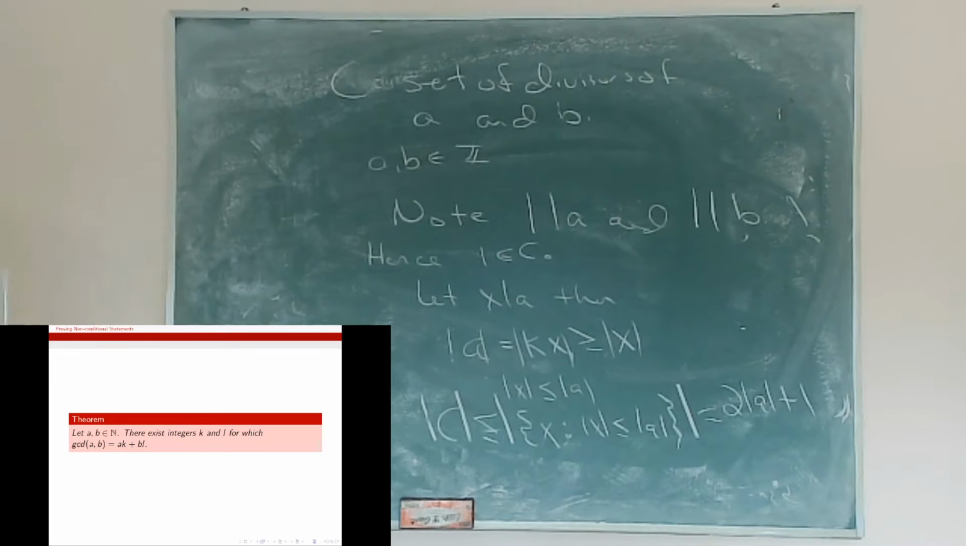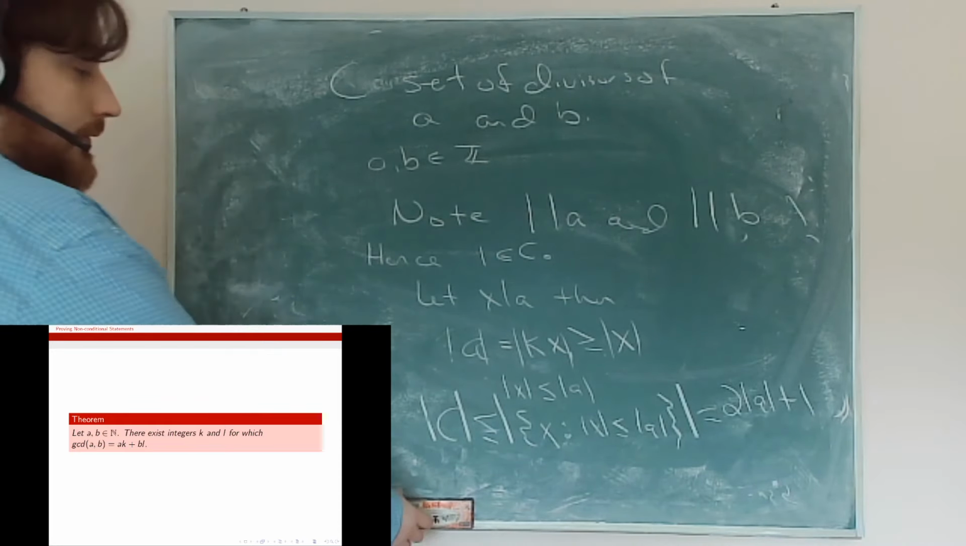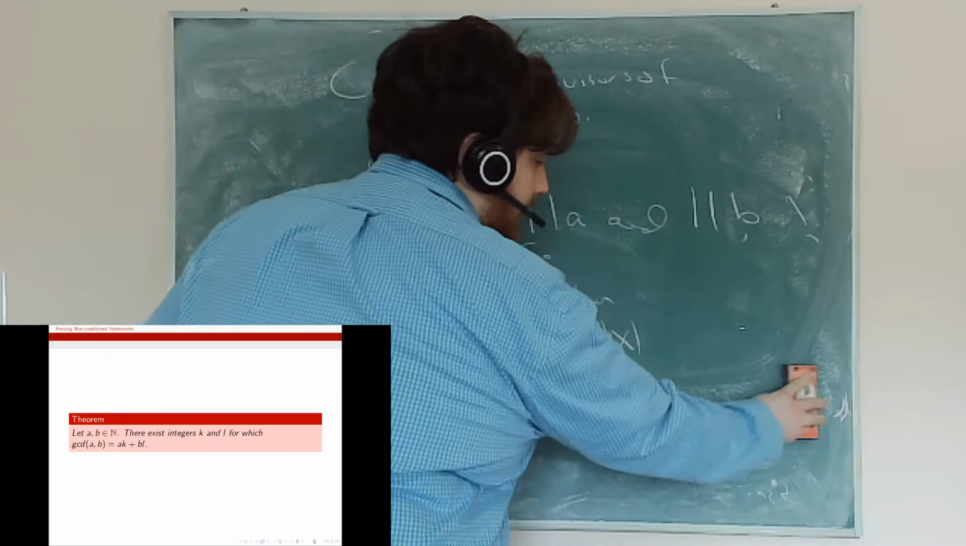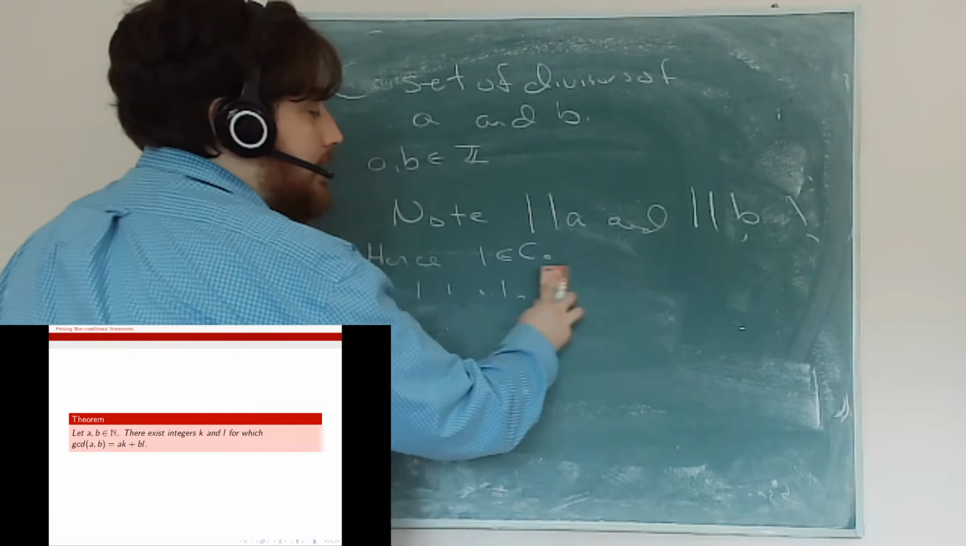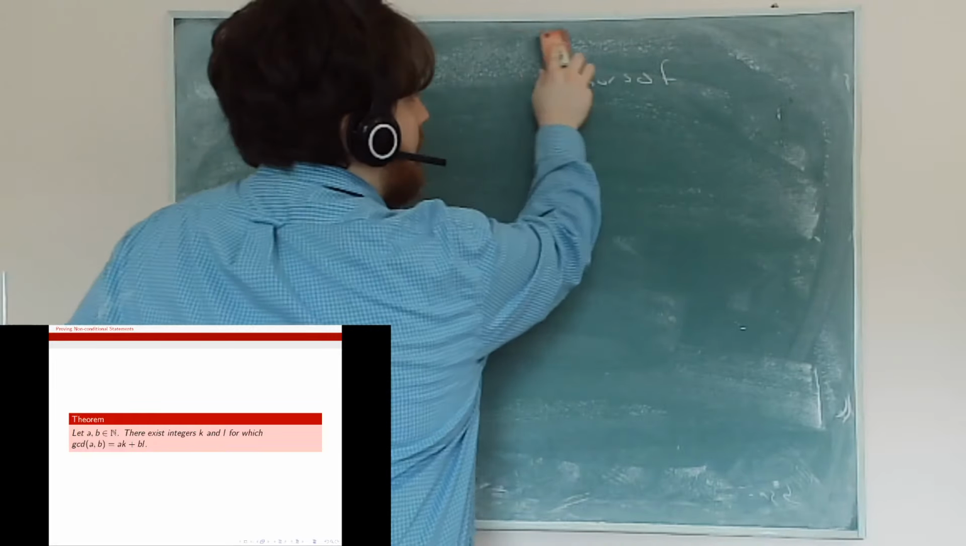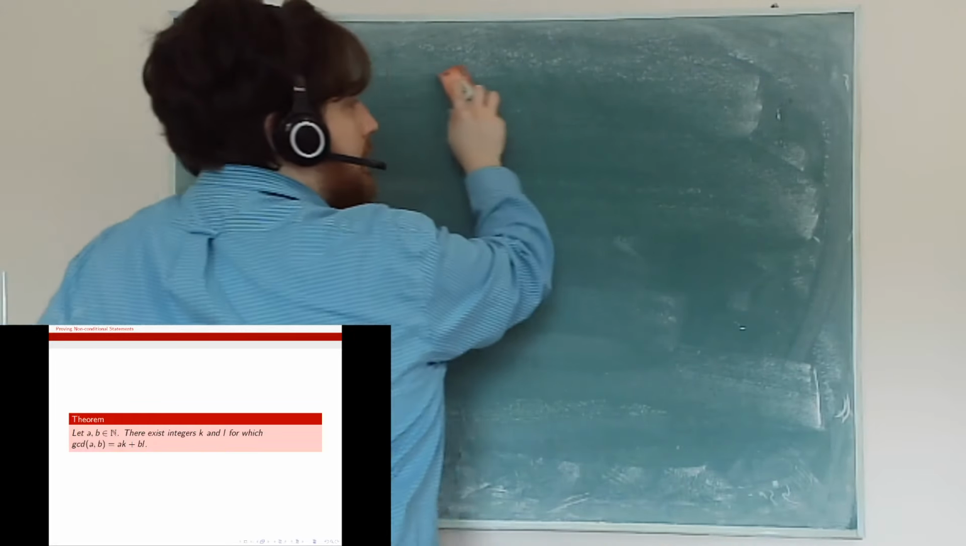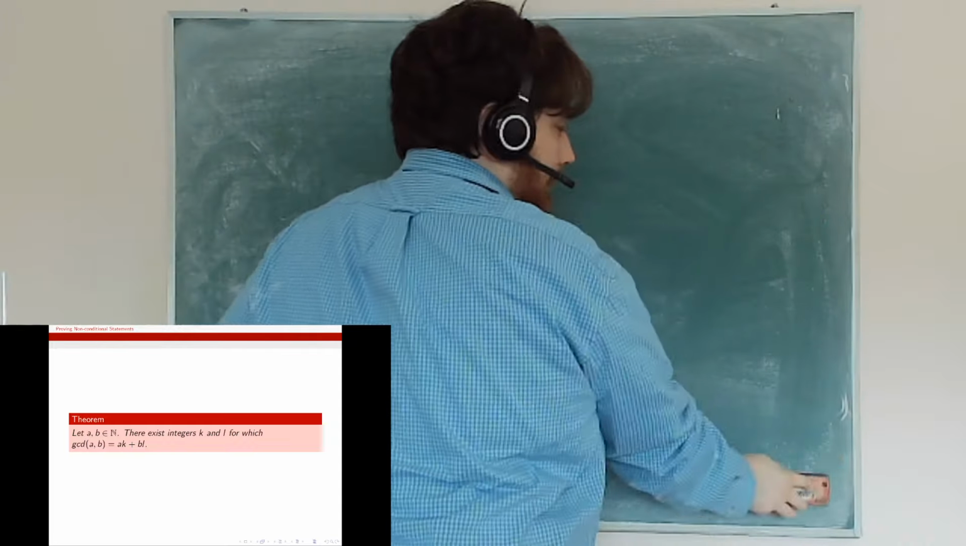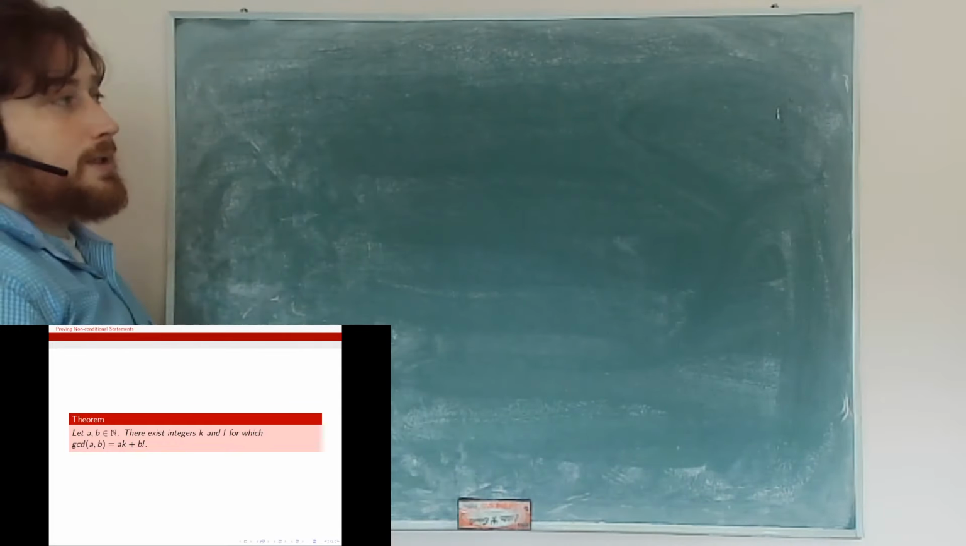All right. So that is step 1 of our proof. The greatest common divisor of A and B exists and is unique. Well, I still need to do part 2, in that I need to show that it looks like something times A plus something times B.